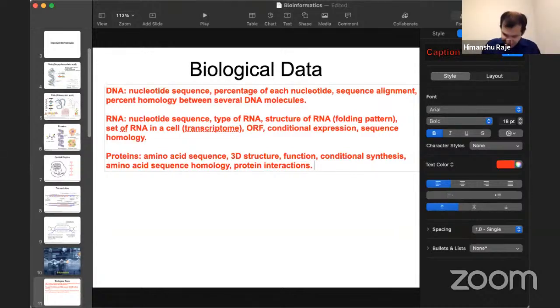Now that brings to another point: cellular location of the protein. That's also important. Some proteins are membrane proteins. Some proteins just remain within the cell. Some proteins are secreted out of the cell, okay? So where does this protein go? That is also important. Any other thing that you can think of?